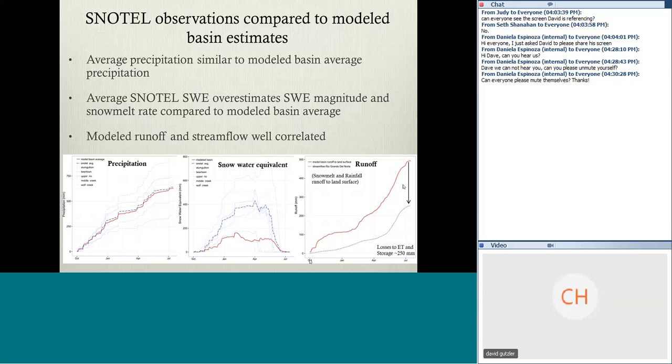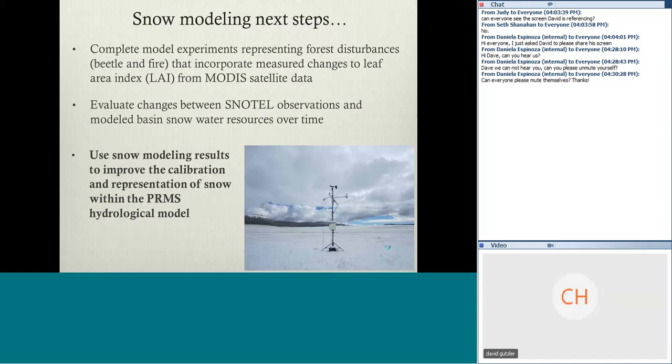Lastly, we see in red the modeled cumulative runoff to the land surface from the snow model, and that's compared to cumulative streamflow measured at the Del Norte gauge. You see these are pretty highly correlated, but there's also a pretty large discrepancy between the two, and that has a lot to do with other hydrologic processes like evapotranspiration and change in storage that are really important to consider when making these forecasts.